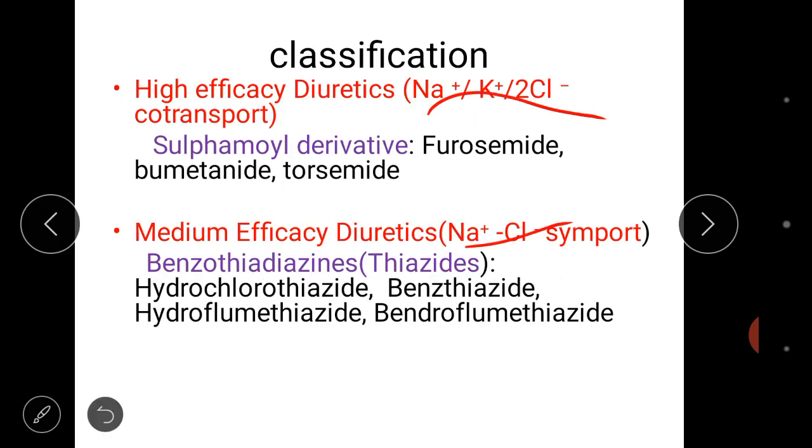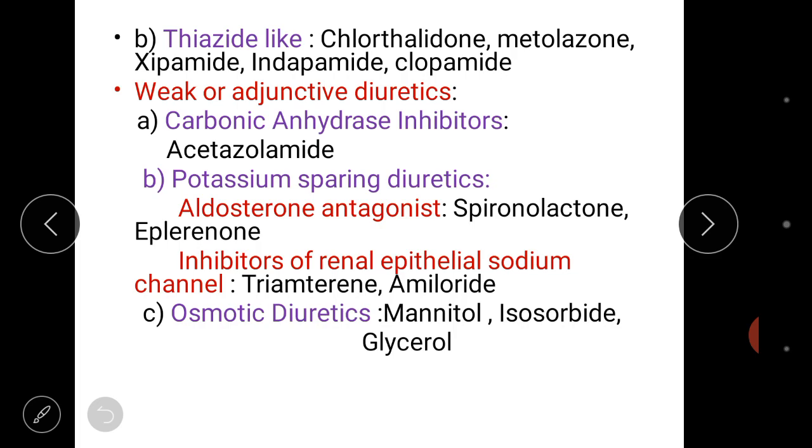High efficacy and high ceiling diuretics are also called loop diuretics, and they may ask a question like this. Thiazides you may get a 5-mark question, and osmotic diuretics you may get a 5-mark question. Even carbonic anhydrase inhibitors and potassium sparing diuretics you may get a 5-mark question. Classification is not that important, but sometimes they may ask. But in hypertension, these diuretics are the first choice drugs, so you should know these diuretics in detail.